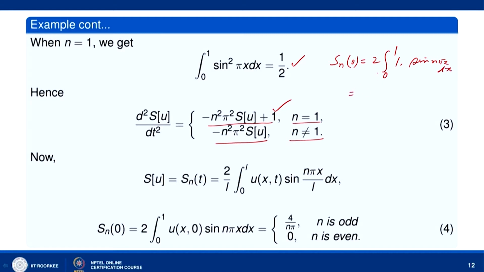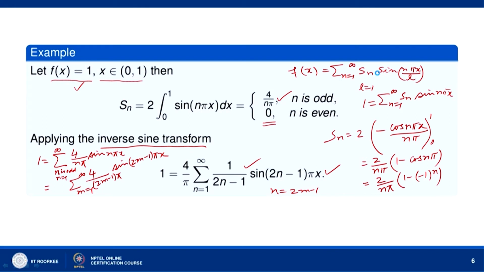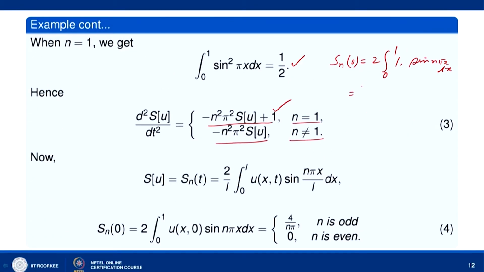and this we have already found earlier, this one, 2 times integral 0 to 1 sin n pi x dx. So, this is 4 over n pi when n is odd and 0 when n is even. So, this is 4 over n pi when n is an odd integer and 0 when n is even. So, this value we know, right.